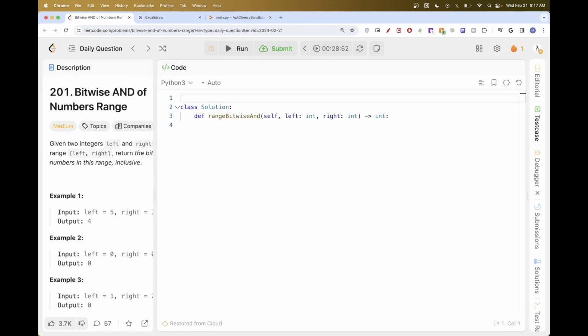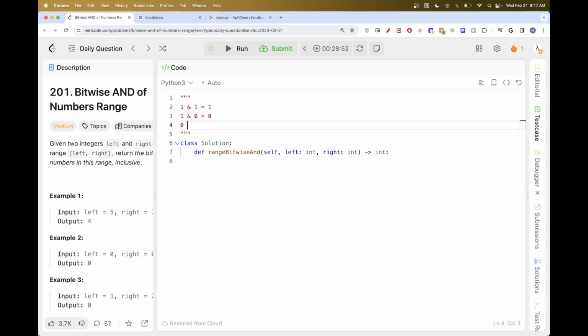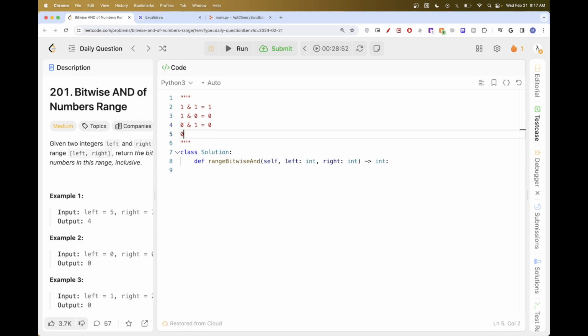Now, the first thing to think about is, okay, what is this AND operator? Well, with the AND operator, if you do 1 and 1, it's 1. That's the only case where you get 1. If you do 1 and 0, you get 0. 0 and 1, you get 0. 0 and 0, you get 0. So this is important.